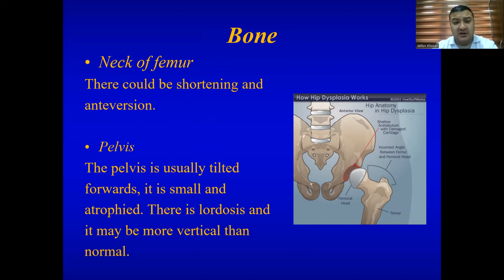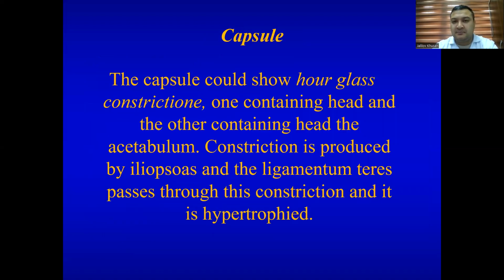It's small and divided. There's a lordosis and it may be more vertical. Capsule: a capsule could show hourglass constriction, one part containing the head and the other containing the acetabulum. Constriction is produced by the iliopsoas, and the ligamentum teres passes through this constriction and it is hypertrophied.